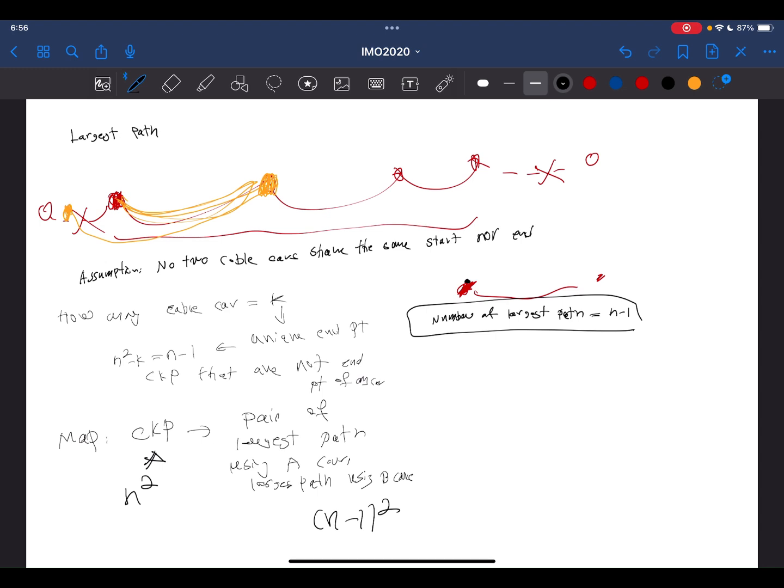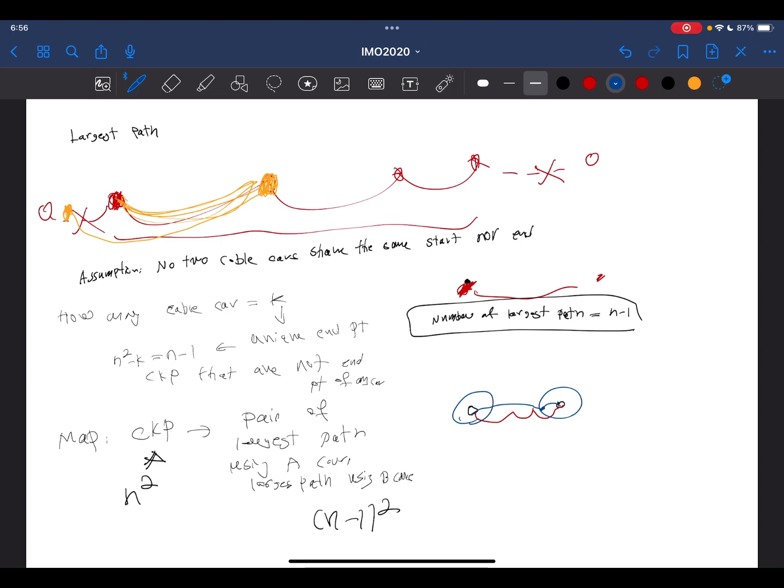So there are two checkpoints mapping to the same pair. So let's say I have this checkpoint and I have this checkpoint, and they basically belong to the same largest path using cable cars A, and they also belong to the same largest path using cable cars B. And these two checkpoints basically are the answer to the question.